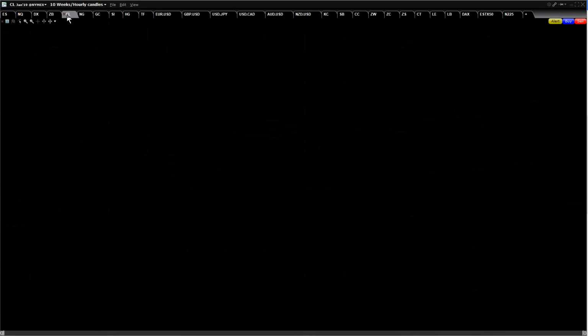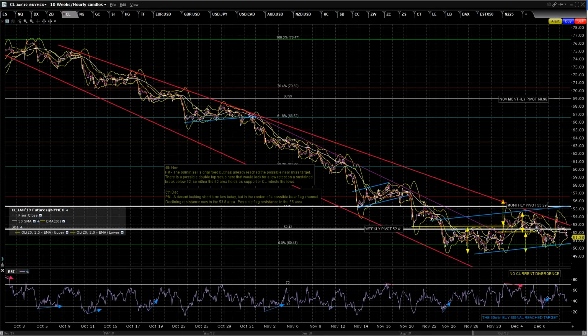CL, we're still in this sort of flag setup here. We've broken declining resistance, which is bullish. However, if we break through rising support, then that is likely a break of flag support, and I'd expect to see a retest of this low. That might well be the second low of a double bottom.